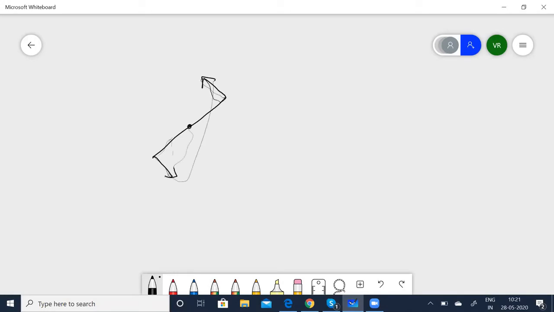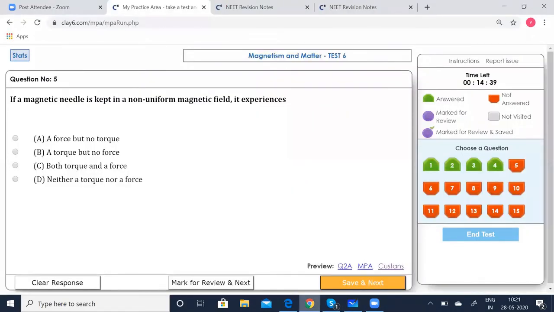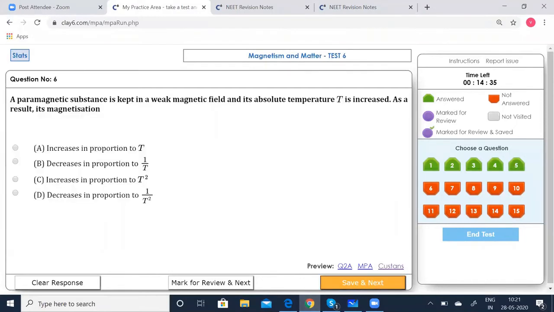If this is the point P, you have two forces, F1 here and F2 here. So it is going to experience an unequal force. That means the force acting on the needle also produces a turning effect, a torque. So the turning effect torque can be experienced by the needle. So it has both torque and force. So C should be the correct option.